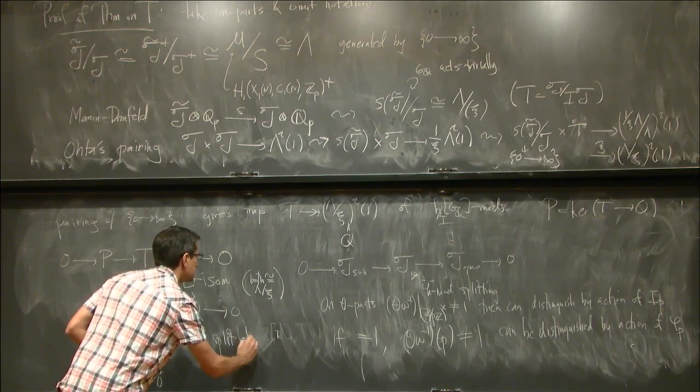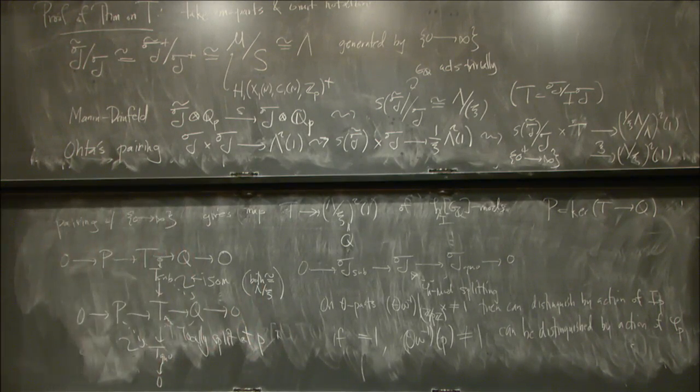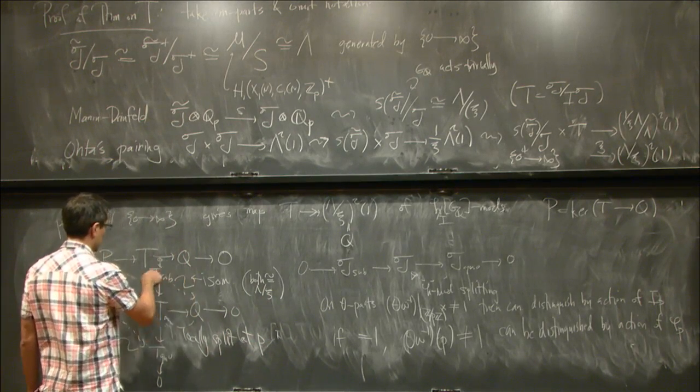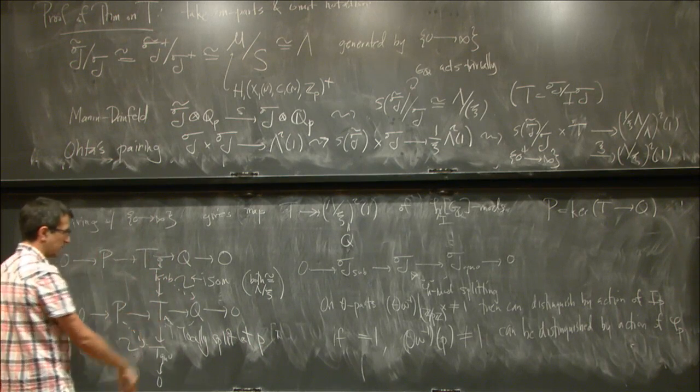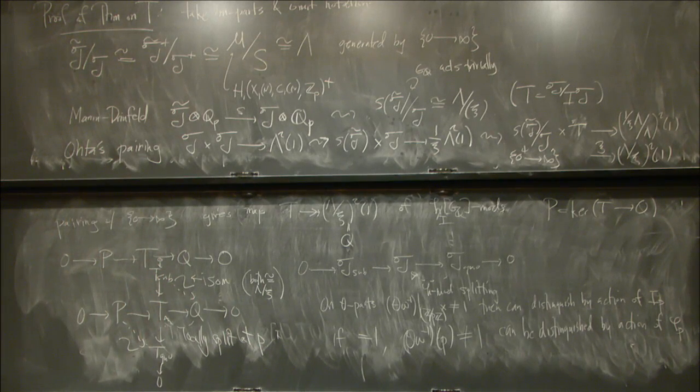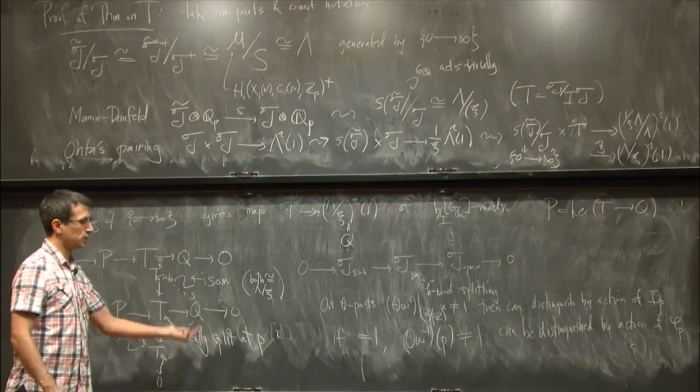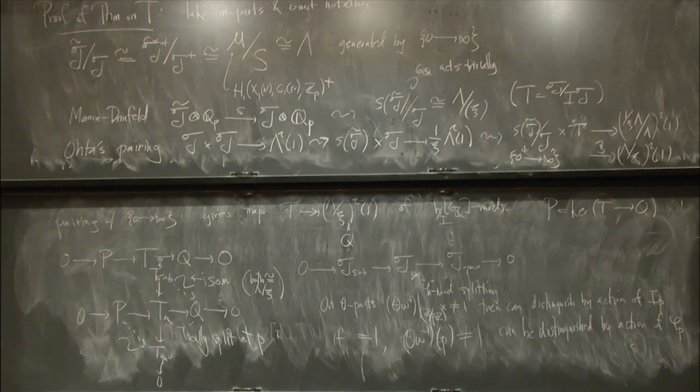at P. Okay, just by, you go here and compose with the inverse of the isomorphism, then inject back in. Okay, so we have locally split at P. And the only remaining thing is to see that P is T plus and Q is T minus.